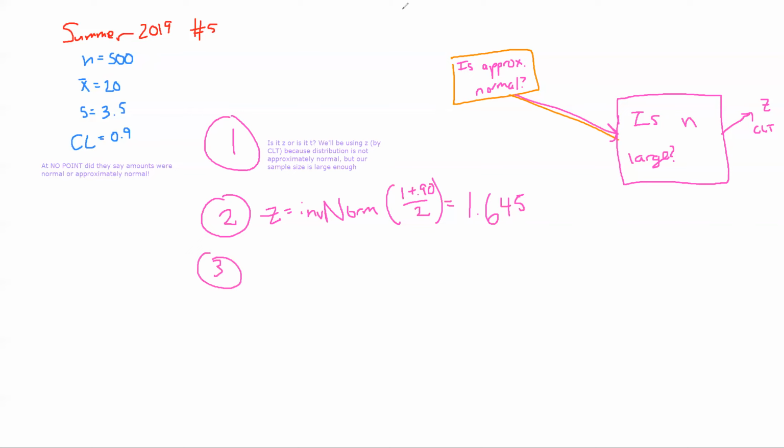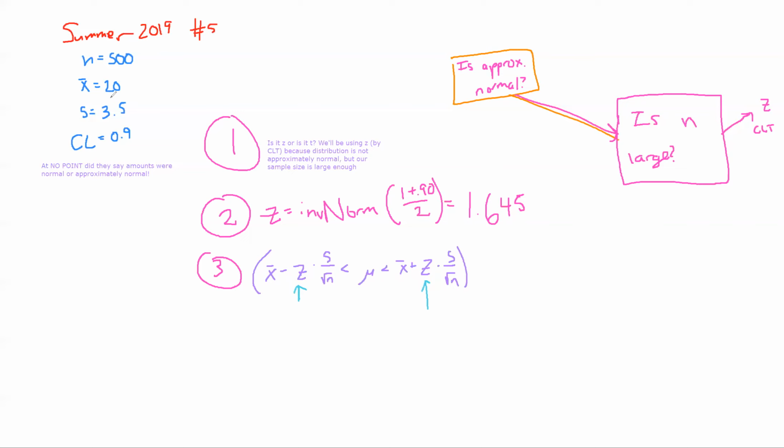This is where we're going to use the formula: x bar minus z times standard deviation over square root of n, less than mu, less than x bar plus z times standard deviation over square root of n. Not much has changed here. The only thing that's really changed is the fact that we are now using z instead of t. Doesn't really matter too much.